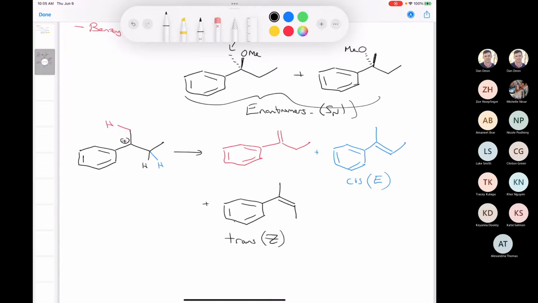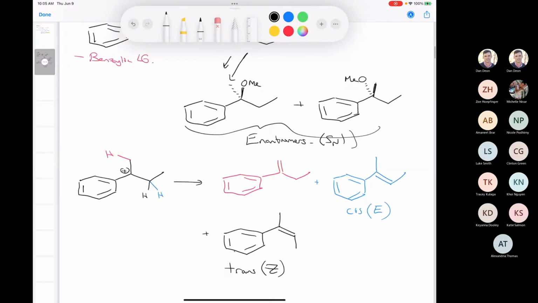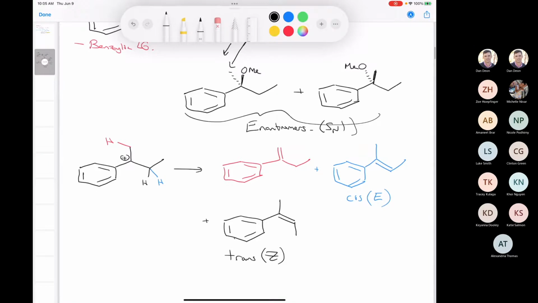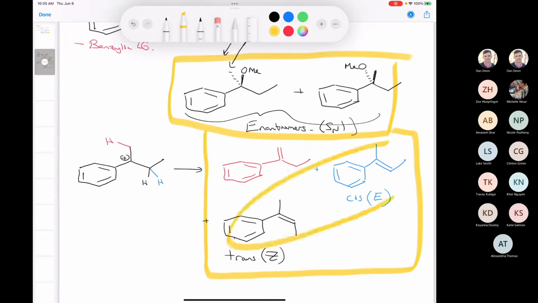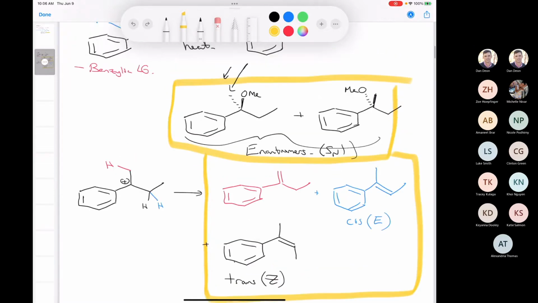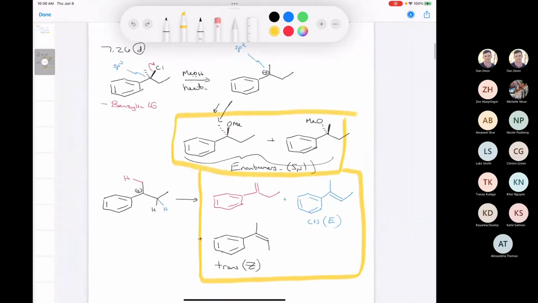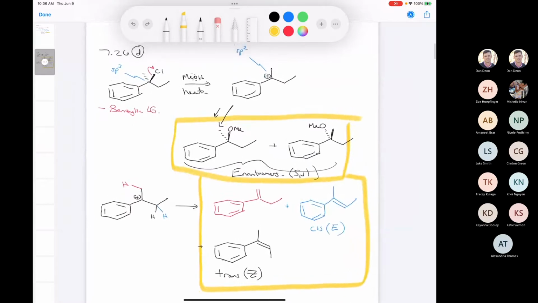And so we end up with five different products. We end up with both of these enantiomers from the SN1, and then from the E1, we end up with two regioisomers, and of those two regioisomers, the Zaitsev produces two stereoisomers. And if you're wondering, do I have to be able to identify all those products? The answer is yes, you would have to be able to identify all those products.